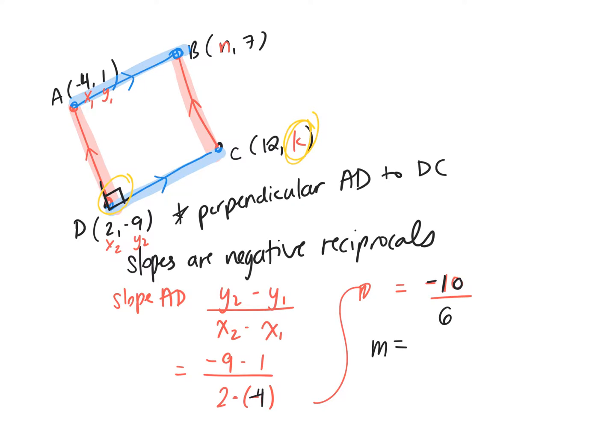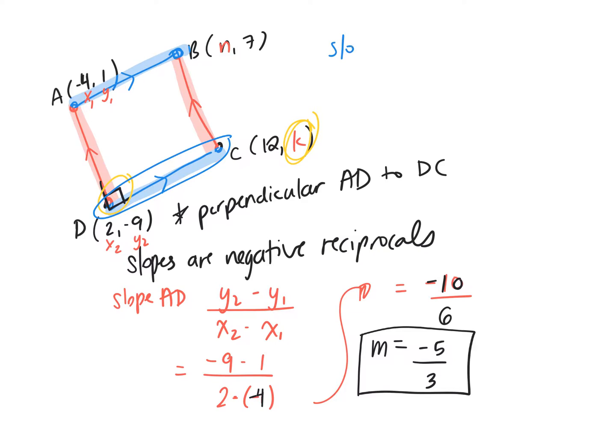Let's put this in lowest terms. What would it be in lowest terms? Negative 5 over 3, good. What do you know about the slope of DC? What can you tell me about the slope of DC? What is it equal to? It is perpendicular to that. So what is the slope then? Oh, it's 3 over 5. Positive 3 over 5. So we know the slope of DC is equal to 3 over 5.